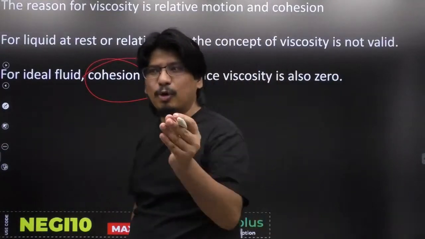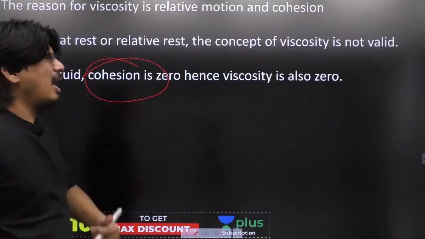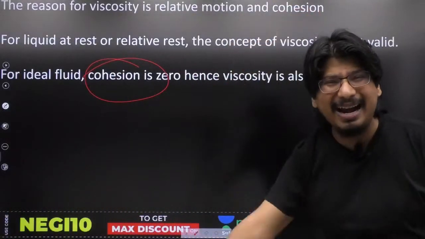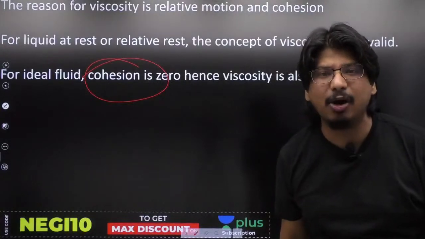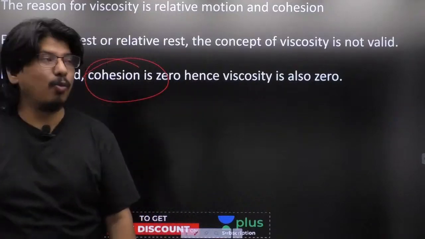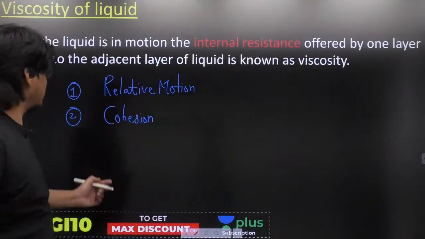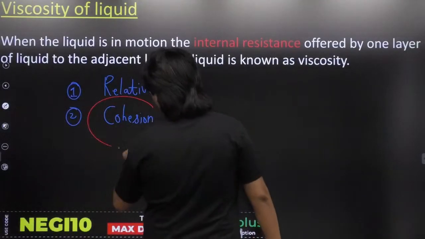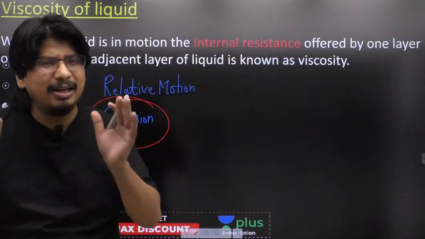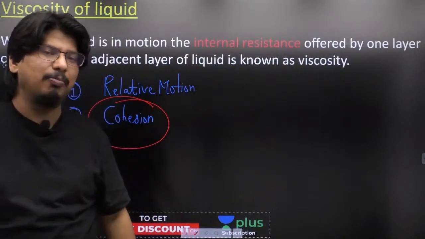For ideal fluid, if cohesion is zero, what is the meaning of that? The viscosity will be zero. Because why is the viscosity coming in the picture? Viscosity is coming in the picture because of what? Cohesion between the fluid particles, liquid particles basically.